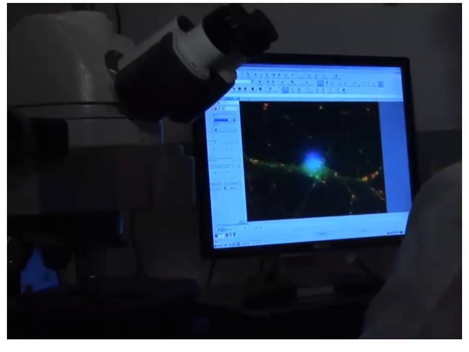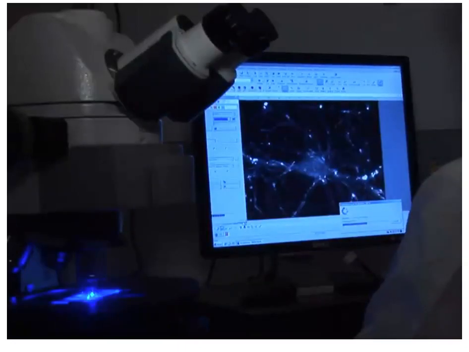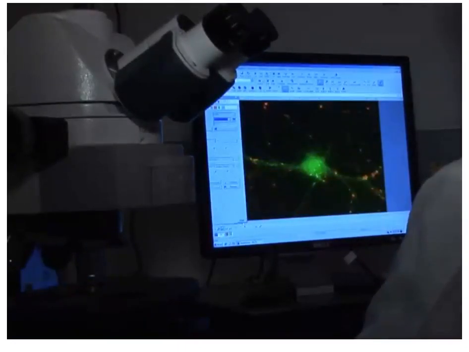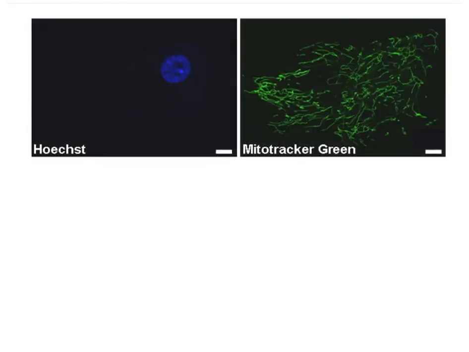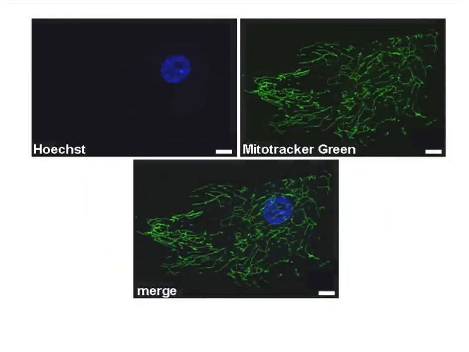To image multiple dyes on the same sample, change the filter cube to match each fluorophore and record the new image. After each dye in the sample has been imaged, individual images can be overlaid and merged.